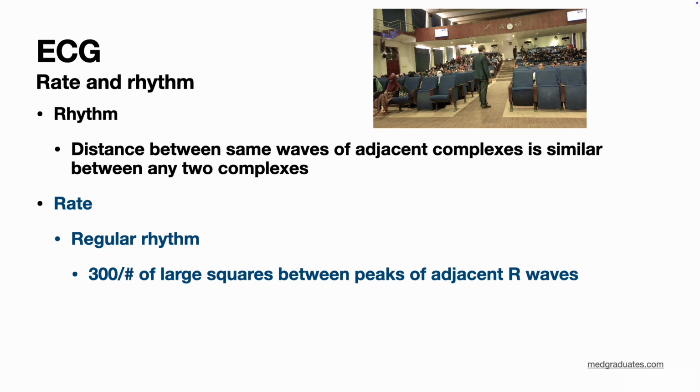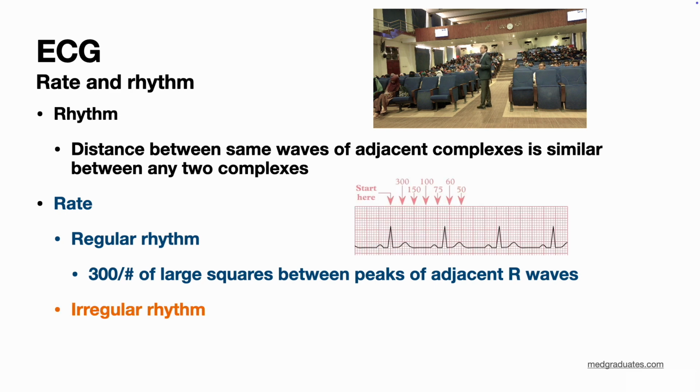You take a 10-second strip and count the number of R waves. Number of QRS complexes in 30 large boxes. So you take a 10-second long strip and calculate the number of QRS complexes, multiply it by 6. So this is rate calculation in an irregular rhythm. You can see that.